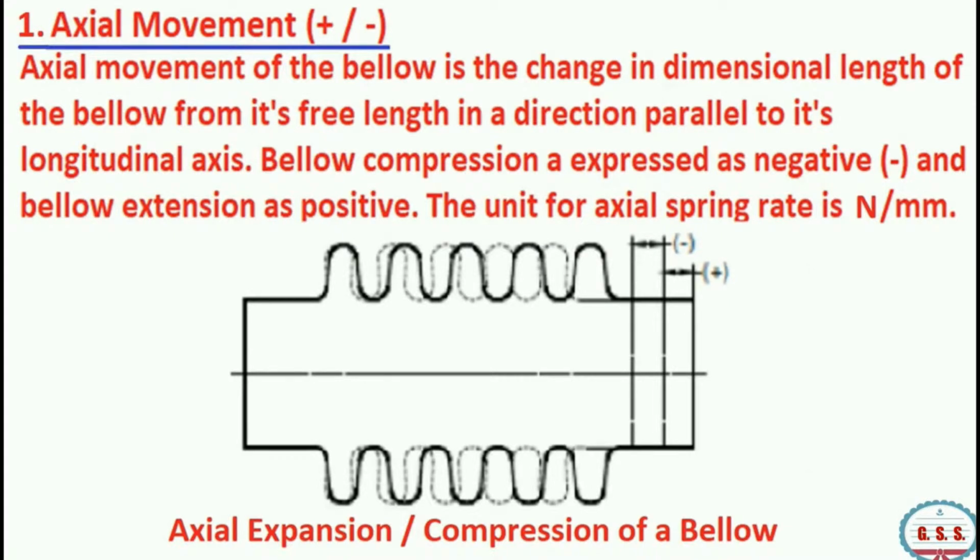Axial movement of the bellow is the change in dimensional length of the bellow from its free length in a direction parallel to its longitudinal axis. Bellow compression is expressed as negative and bellow extension as positive. The unit for axial spring rate is Newton per millimeter.